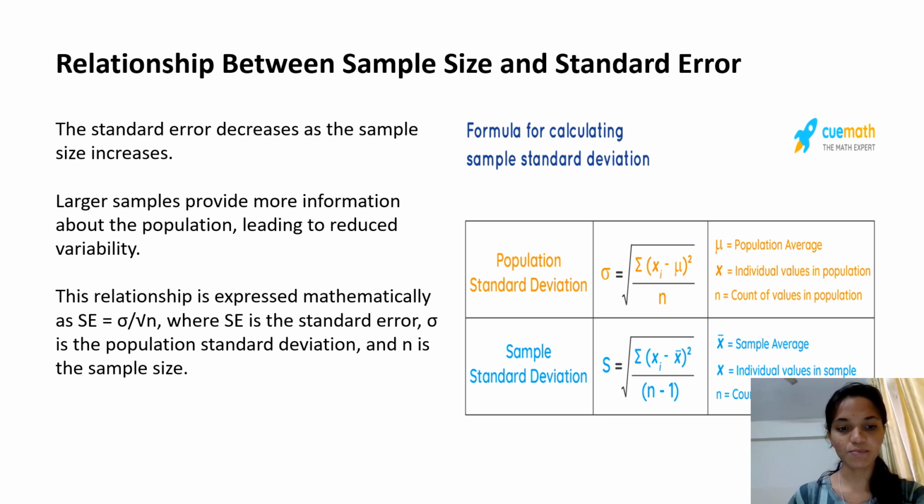This relationship is expressed mathematically as SE = σ/√n, where SE is the standard error, σ is the population standard deviation, and n is the sample size. We can see the formula for calculating sample standard deviation as shown in the table.